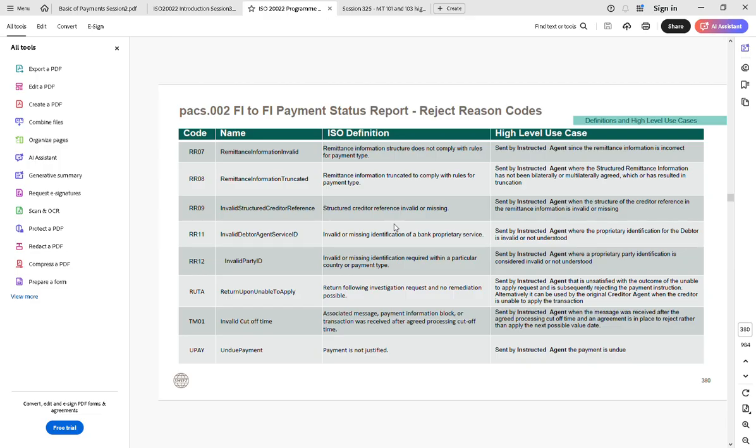pacs.004. This is just the status. What we are learning now, pacs.002, is a status. It is not doing any settlement, it is only for notification purposes. Actual payment we are moving in pacs.004, and this is only status reporting. Actual payment we are not moving in camt.029 also. It's just notification.